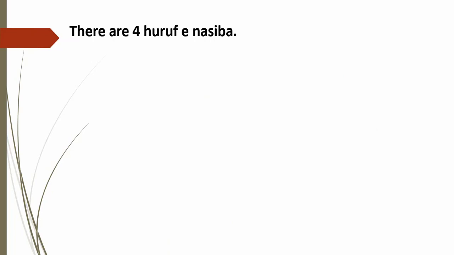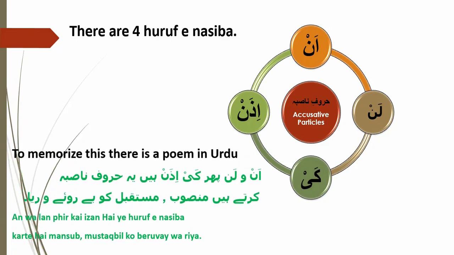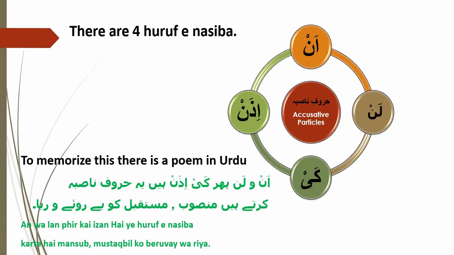There are 4 huruf-e-nasiba: an, lan, kay, and izn. To memorize this, there is a poem in Urdu.